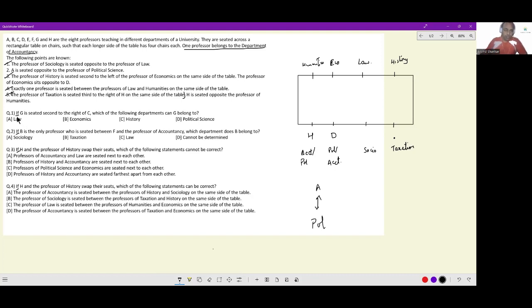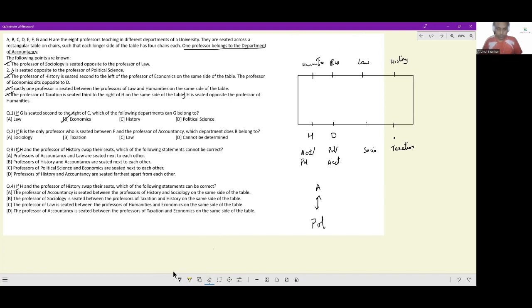Let's read. If G is seated second to the right of C, which of the following departments can G belong to? Now see, H and D are here, so G and C cannot possibly come in the lower side. G and C have to be in the topmost right. Now, if C is here, G would be here, or if C is here, G would be here. These are the only two possibilities that can happen. So, which of the following departments can G belong to? G can belong to economics or humanities. Among the available options, only economics is there. So, option B, economics works. That is the answer to the first question.